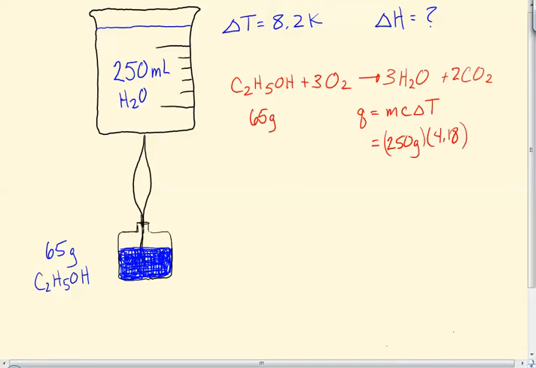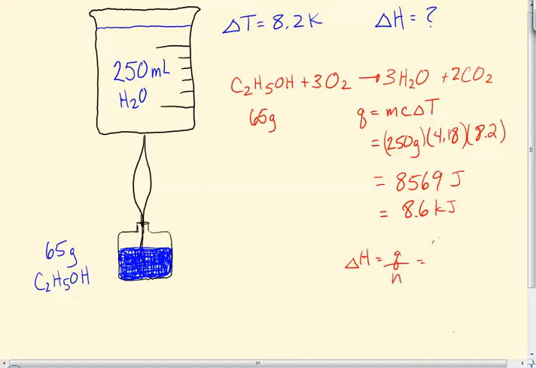C is 4.18 for water, so that's really easy. And then just going to write in my 8.2 temperature change, and that gives me what Q is in joules. Q is 8,569 joules. If you want to do 2 sig figs and use it in kilojoules, we're talking about 8.6 kilojoules. And so I just need to go delta H is Q over n.